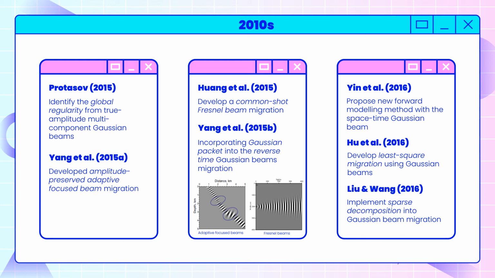Hu et al. in 2016 developed the least square migration by utilizing the Gaussian beam as the wave field extrapolating operator. Liu and Wang in 2016 implemented sparse decomposition into Gaussian beam migration by solving for waveform interpolation coefficient.